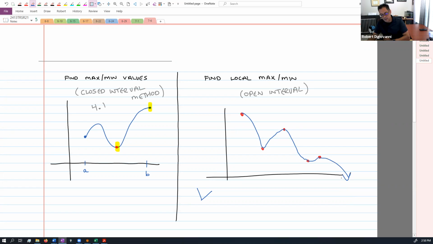I don't know, like that, where on the left side it stops, but on the right side goes forever. Doesn't matter, as long as it's not completely closed off, then we call it an open interval.